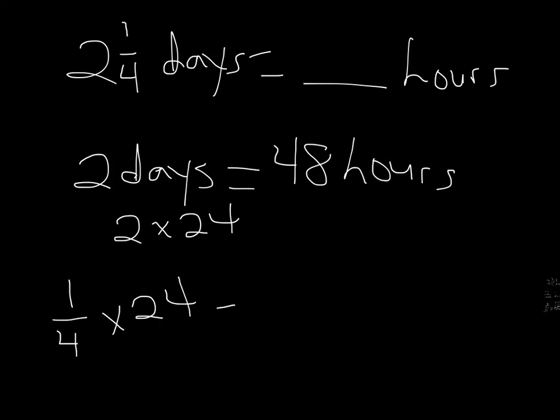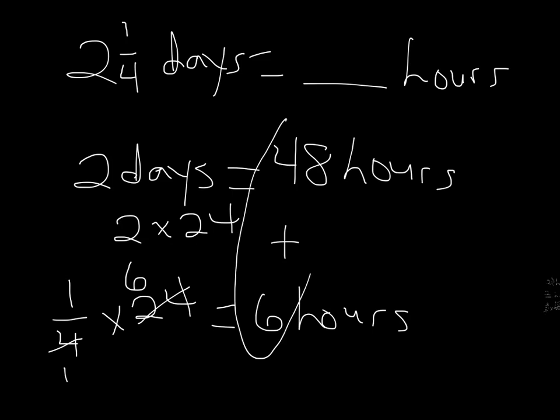1/4 of 24 hours is, and we can do cross simplification, 1 times 6 is 6. It's 6 hours. Now, what will we do if 2 days is 48 hours and 1/4 of a day is 6 hours, and I want to have 2 1/4 days? Then most of you probably figured out by now we're just going to take those two numbers and we're going to add. I'm going to say that 2 1/4 days is 54 hours.